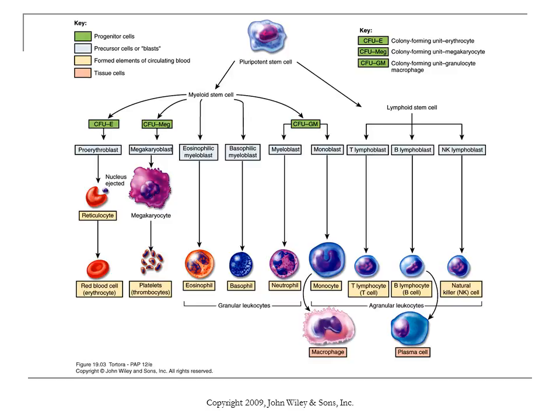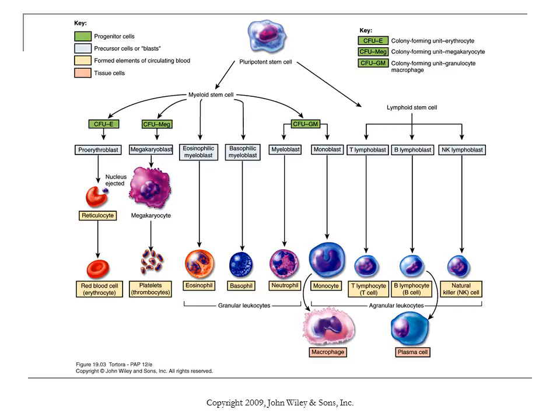So from this diagram, from the pluripotent stem cells, we have two cells coming from the pluripotent stem cell. We have the myeloid stem cells and the lymphoid stem cells. These myeloid stem cells are the ones that remain in the bone marrow, but the lymphoid stem cells are the ones that migrate to the lymphatic tissues.